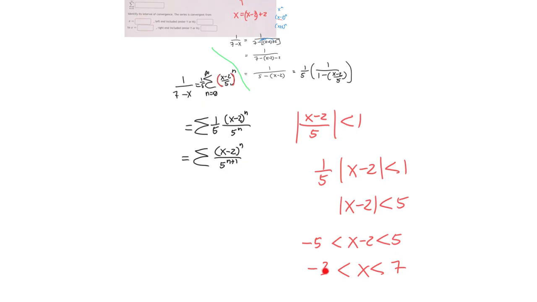Is the left endpoint included? Well, let's see. When you plug in negative 3, here, that would be a negative 5 over 5, which is just a negative 1. So that would become, and if you also multiply the 1/5 in there, a positive 1/5, negative 1/5, positive 1/5, negative 1/5, positive 1/5, negative 1/5. So yeah, that would not work, right?